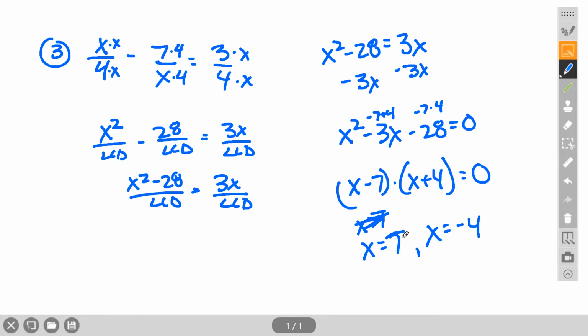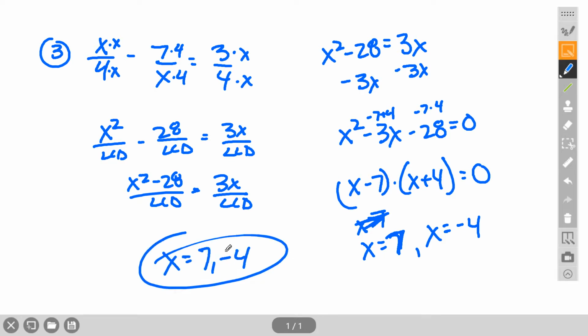So we actually have two solutions here. We just need to check to make sure that they both work and they're not restricted values, meaning they would not cause the denominators to be 0, and the only number that would cause the denominator to be 0 in the original problem is 0, so both of these are solutions, 7 and negative 4.